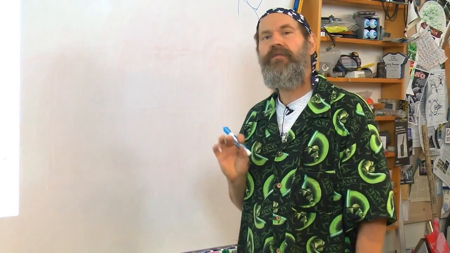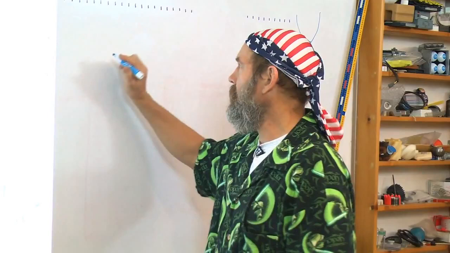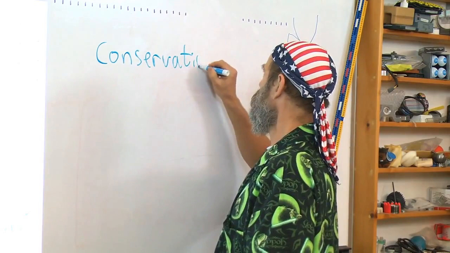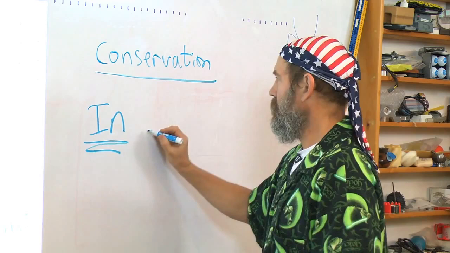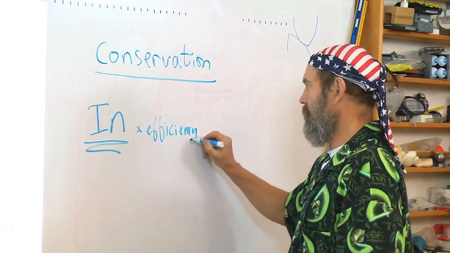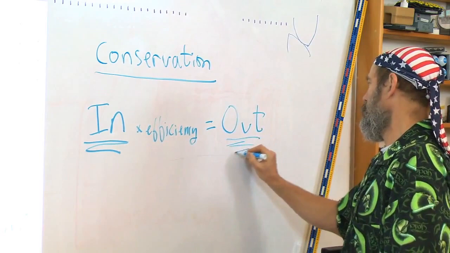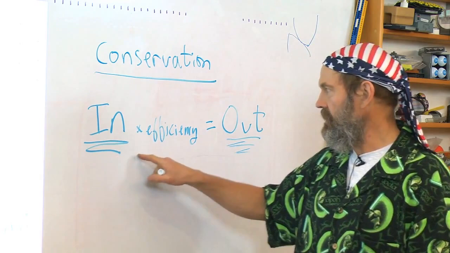How are we going to approach this? This problem is hard, but very simple: start with the fundamentals. Conservation of energy. Conservation means what? In, times some efficiency because this is the real world, equals out. In times efficiency equals out.